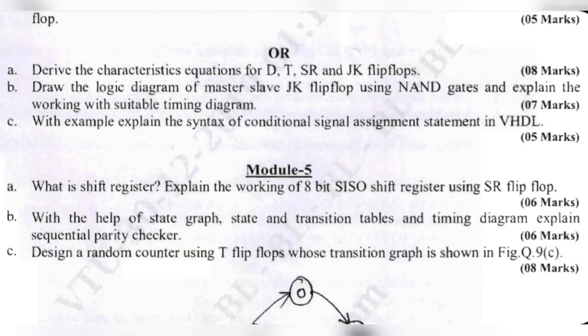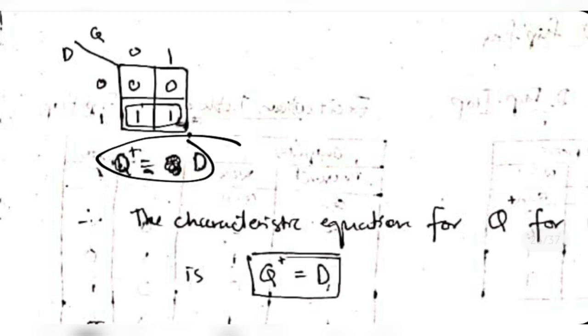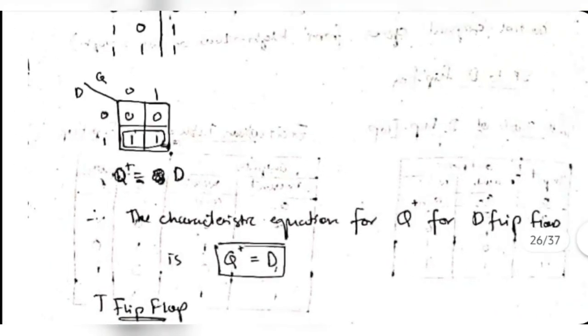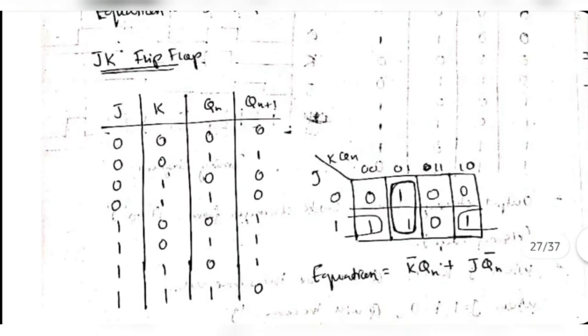In the next question, we have to derive the characteristic equations for D, T, SR and JK flip-flops. For the characteristic equation, first we make the table of D and Q. This is Q and this is D, and we note the next state for the combinations 0 0, 0 1, 1 0 and 1 1. After noting this down, we make the K map and find the equation, and that's the characteristic equation for the D flip-flop. Similarly, we will do it for the T flip-flop, the SR flip-flop, as well as the JK flip-flop.